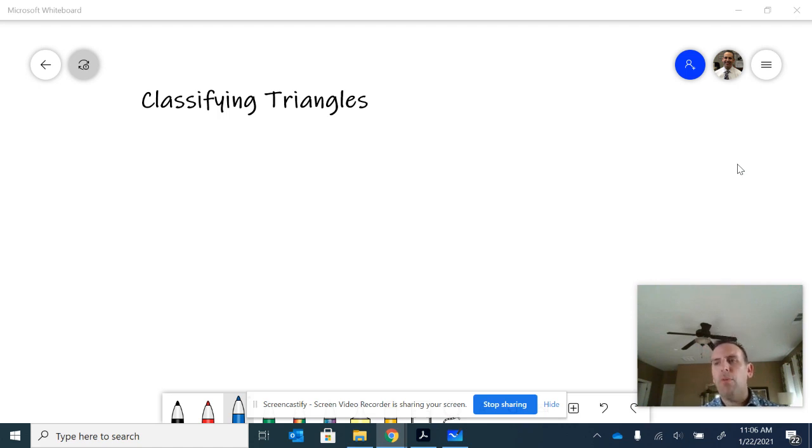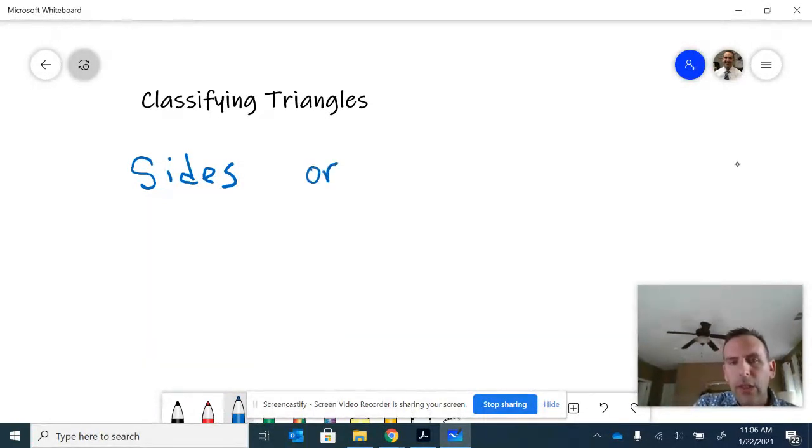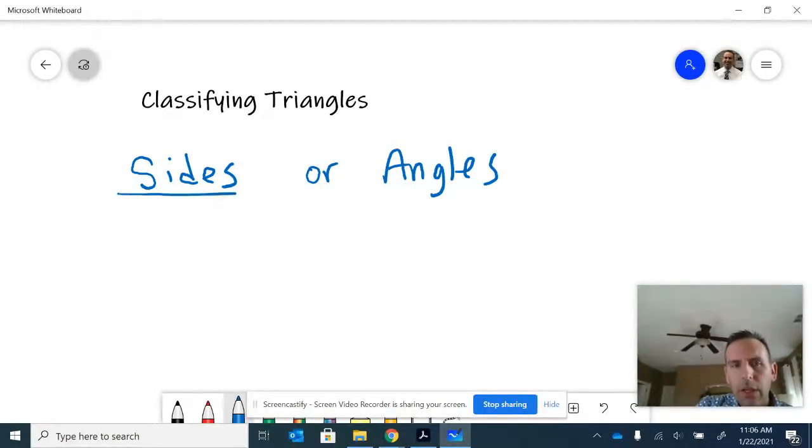Triangles are our most basic polygon, having three sides, and there are two basic ways to classify them. One is by looking at their sides to see if they have the same measure or different measures, or you can look at the angles. Okay, an example of each one of these. Well, let's actually do several examples.